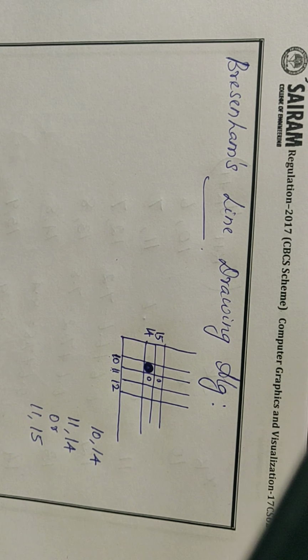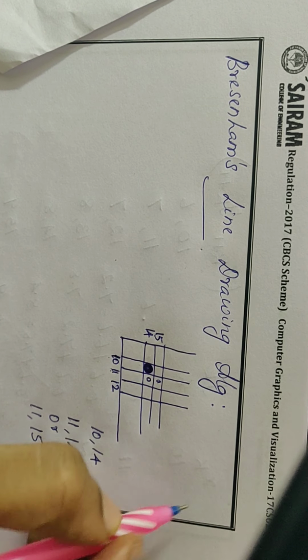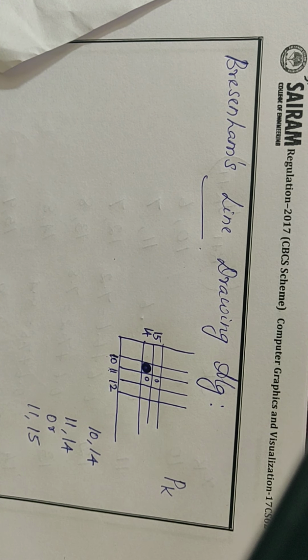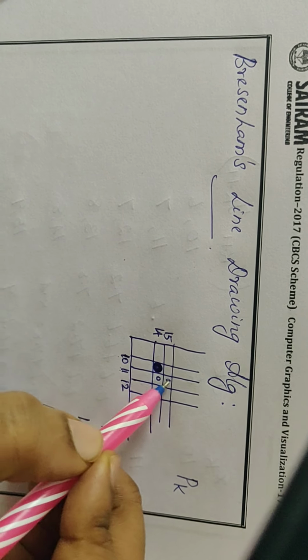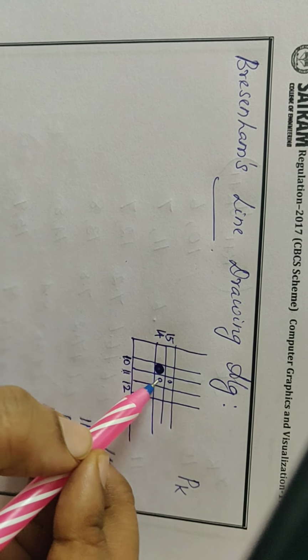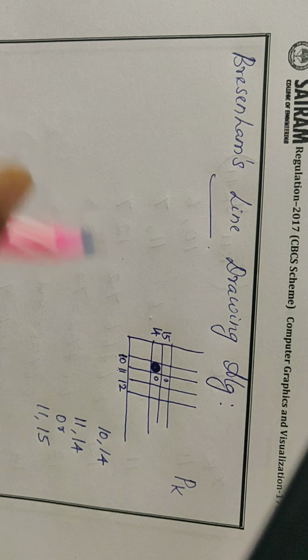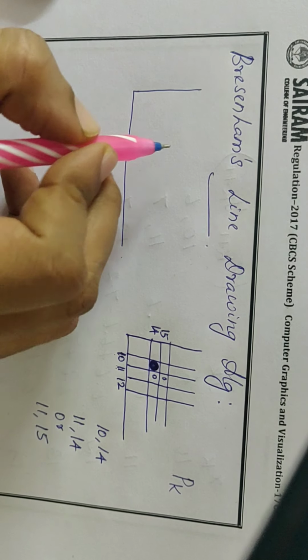So to decide this next value of y, I have a decision parameter. What is this decision parameter? I'll use the notation pk. This pk is directly proportional to the distance of separation, the difference of distance between these two pixels. I'll put it in a simple way. I'll draw this algorithm and this diagram once again.